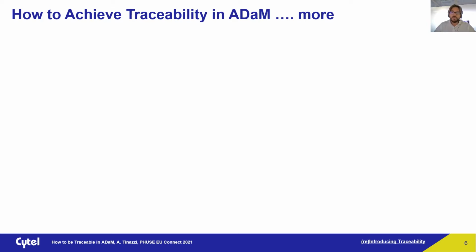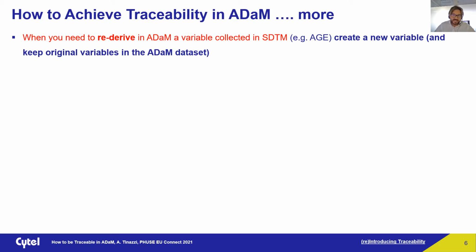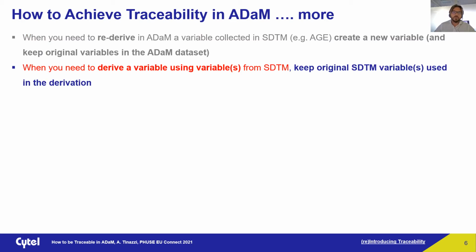This can be achieved through other more sophisticated data point traceability techniques. For example, when you need to rederive in ADaM a variable already collected or already derived in SDTM, for example age, you should create a new variable. So you should not override the original value of age coming from SDTM. And similarly, and of course, the recommendation is also to keep the original variables from which the new age has been derived. Similarly, when you need to derive a variable using variables from SDTM, you should keep the original SDTM variable used in the derivation.